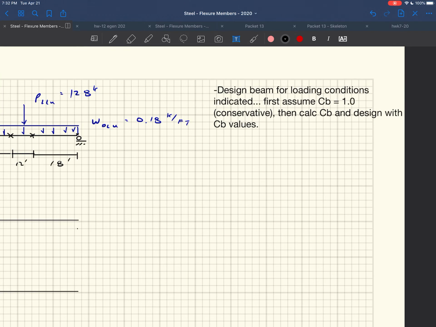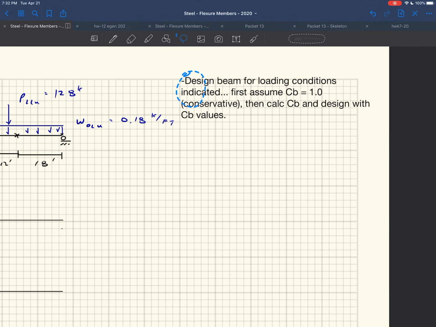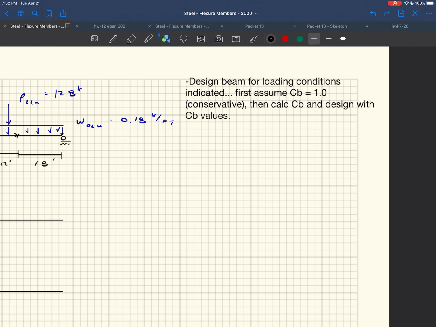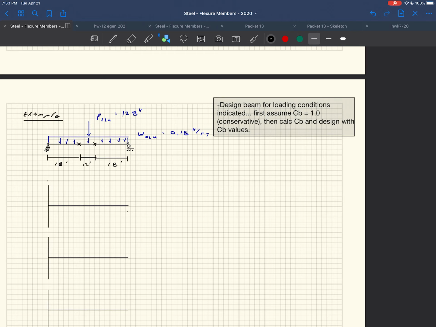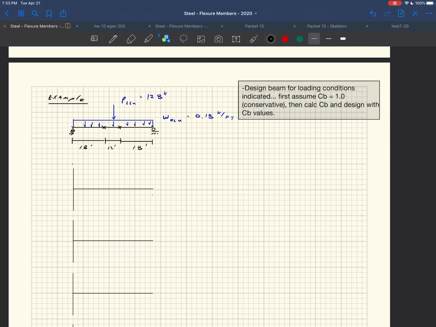those values. Okay, and so that's an important thing to say. I have to be clear here: you do not have to do both of these things. Well, obviously right now when we do this example, you do need to do that. But when you're doing a design, you don't have to do CB equal to 1 and then design it, and then come back and change your CB value. We're just doing it here as an illustration of calculating CB or not, and looking at the benefit of doing so. Okay.